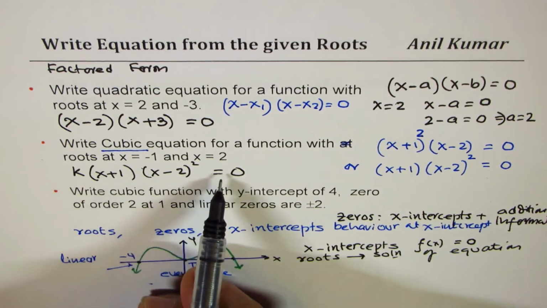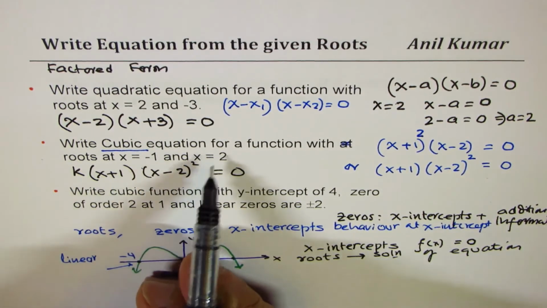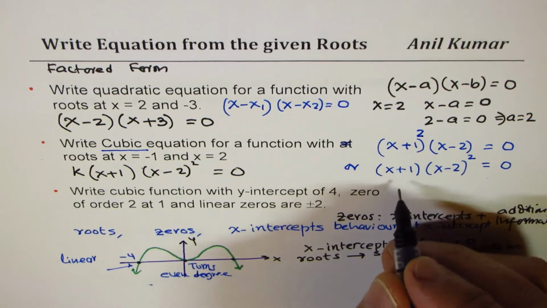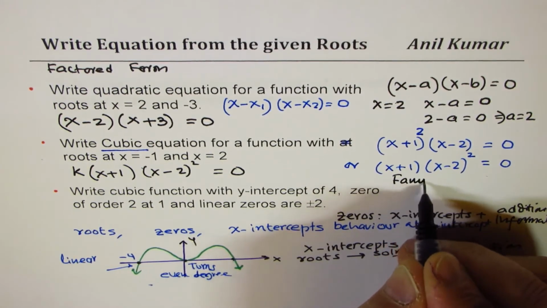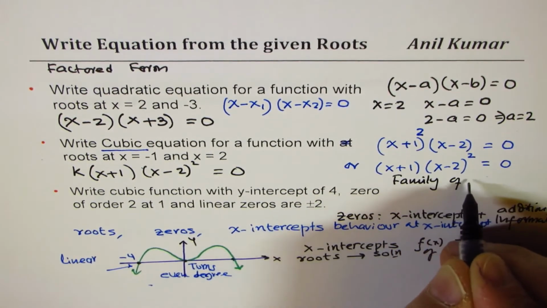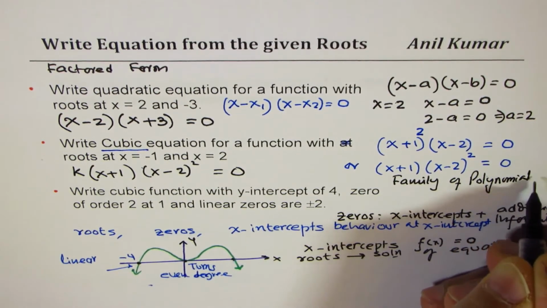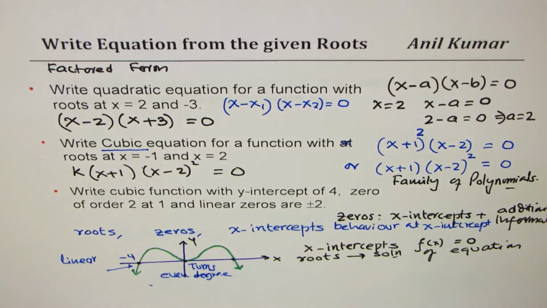Because all the equations will satisfy the given condition. 0 times anything is 0. You get an idea, right? So we say that is the family of polynomials. Okay, so this is another concept which should be clear.